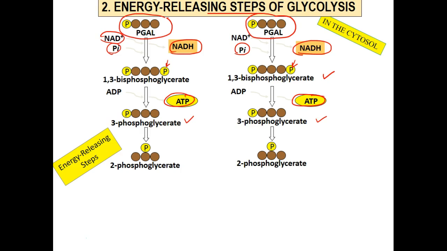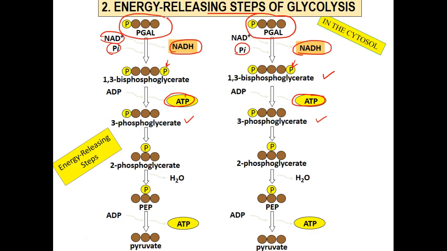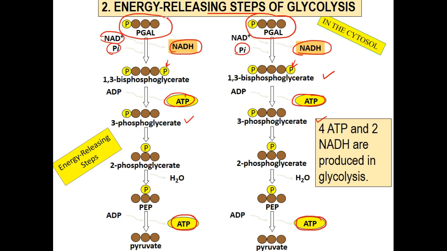3-phosphoglycerate is then converted to 2-phosphoglycerate, and with a release of water is converted to PEP, or phosphoenol pyruvate. And phosphoenol pyruvate, which is also phosphorylated, then releases a phosphate to form ATP. And of course there are two molecules, so 2 ATP are formed. So in these reactions, 4 ATP and 2 NADH are produced.